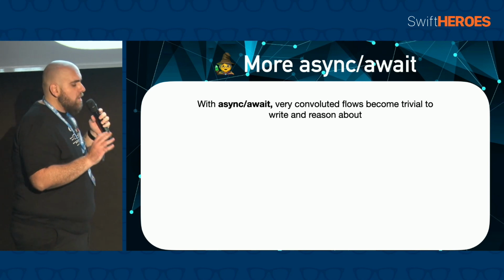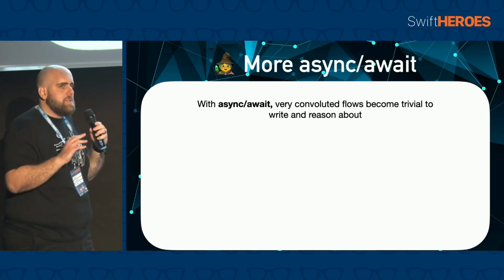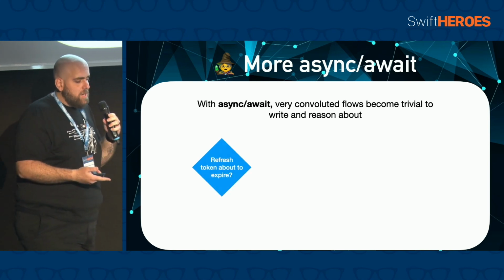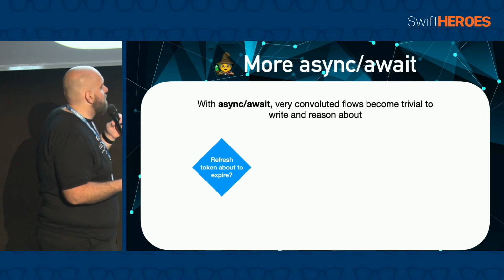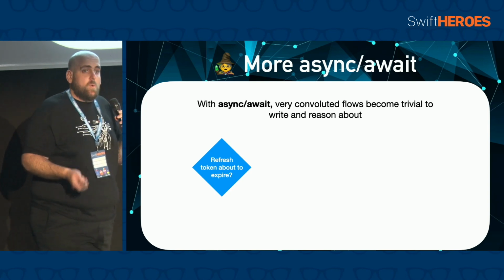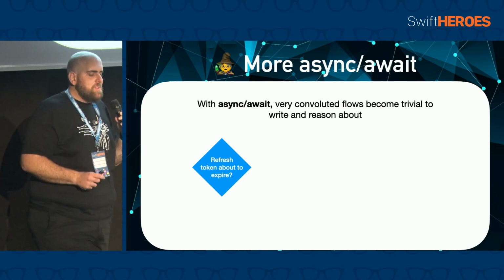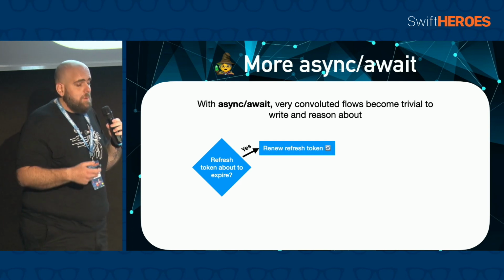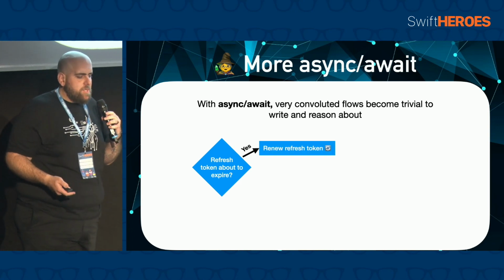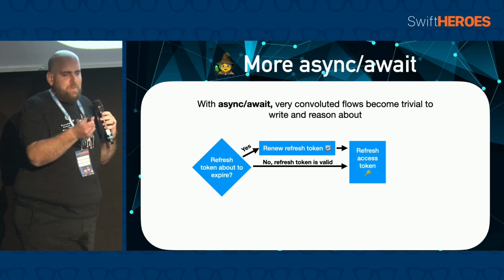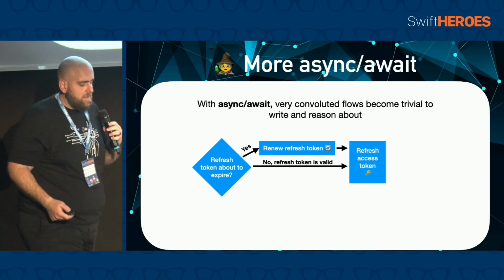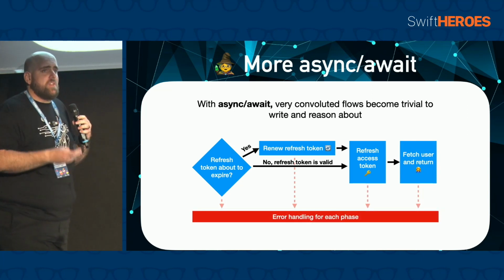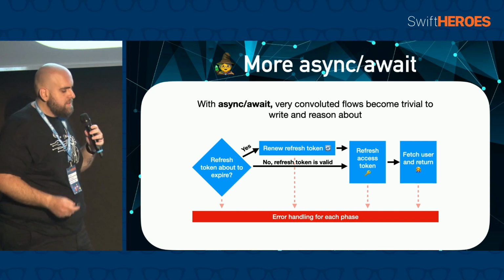Another thing I really like to talk about is how we can solve very convoluted flows that are very hard to get right with closures, using async await. This is a very common flow that we actually have in one of our apps, a JWT token refresher, which is a known tricky thing to get right. If we have a refresh token that's about to expire, we might want to renew the lease on that refresh token, and then use the valid refresh token to refresh the access token. Then we can get some resource like a user and return that back. And of course, we have to deal with all of the errors that result from each of these steps.